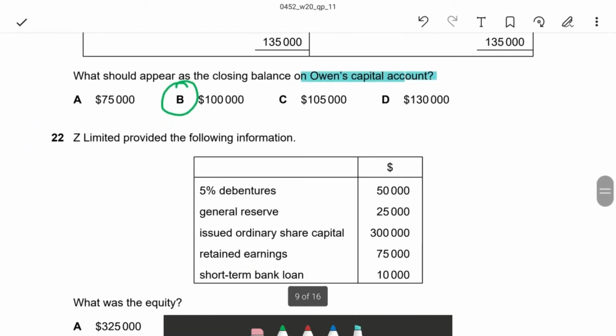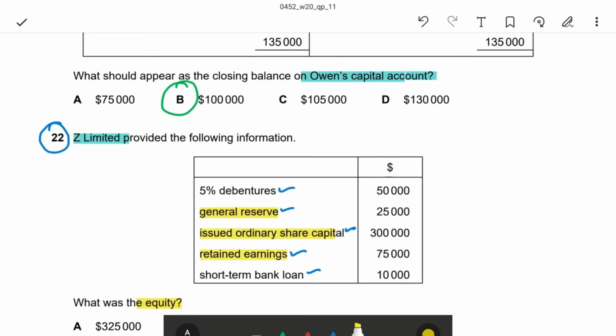Question 22. Z Limited provided the following information: debenture, general reserve, ordinary share capital, retained earnings, short-term loan. What was the equity? Equity means capital amount. In a limited company, capital means shareholders' fund. Shareholders' fund includes general reserve, ordinary shares, retained earnings, but not the debenture and short-term bank loan.